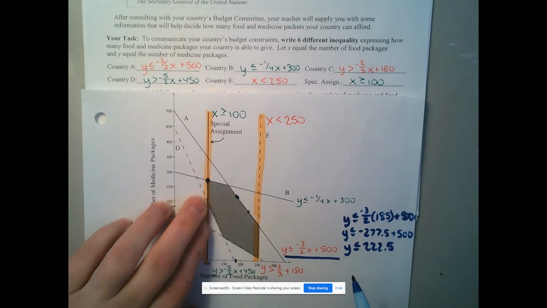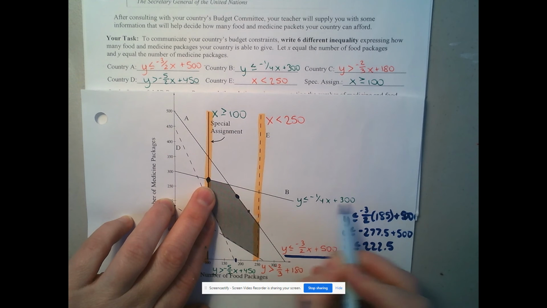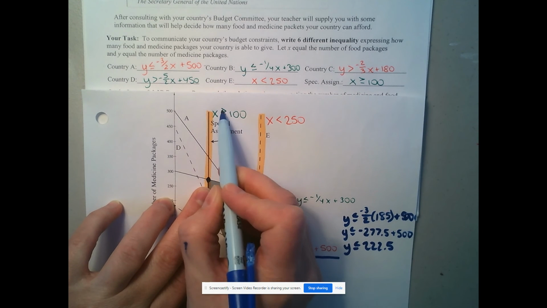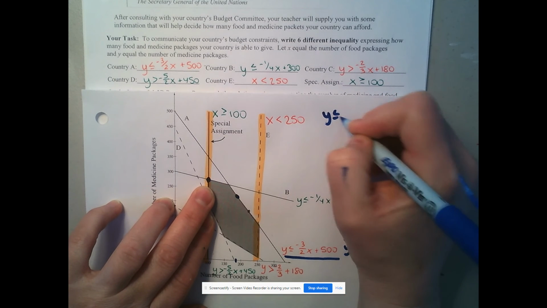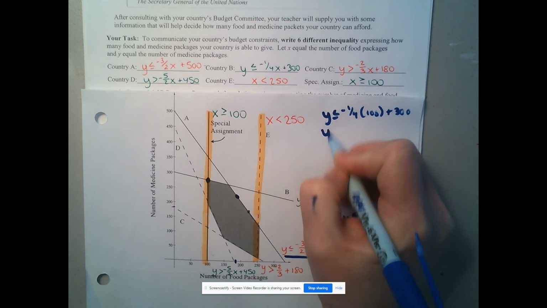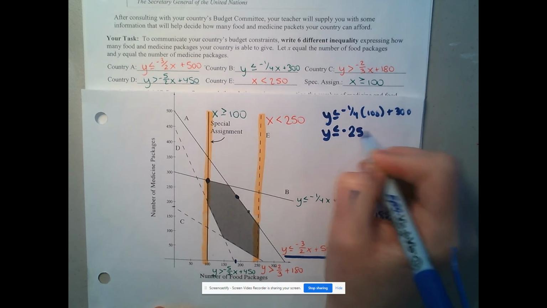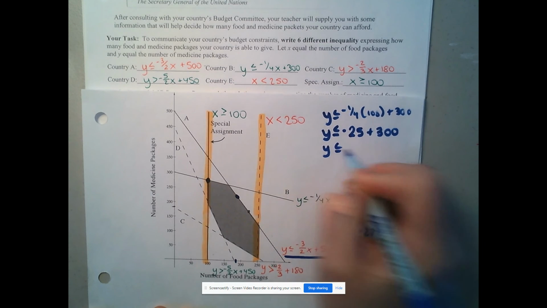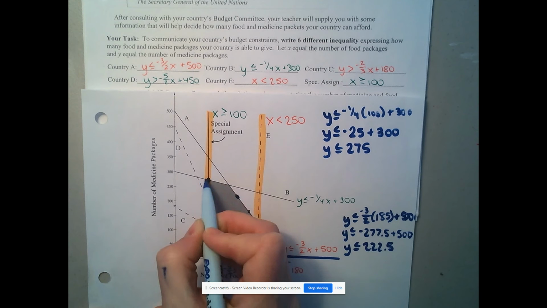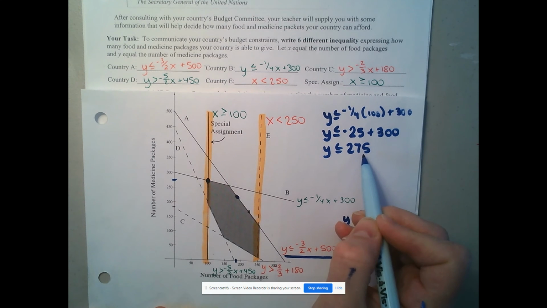So we want to find what is the intersection point of y is less than or equal to negative 1/4 x plus 300 and x is greater than or equal to 100. So we're going to plug in 100 for x. y is less than or equal to negative 1/4 times 100 plus 300. So y is less than or equal to negative 25 plus 300. y has to be less than or equal to 275. Now, if we look, that seems to be about where that dot is on the graph. So 275 for an output for y seems reasonable if the input x is 100.